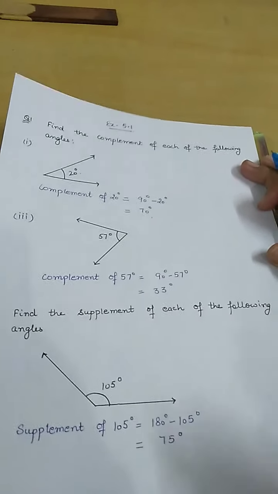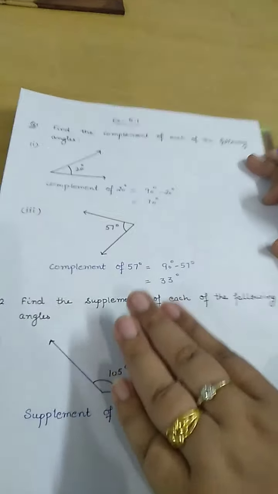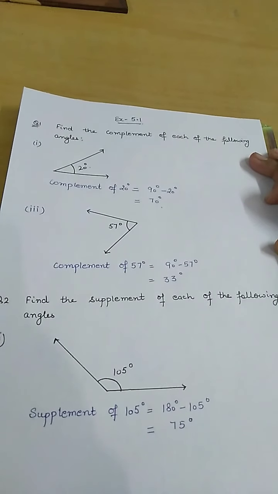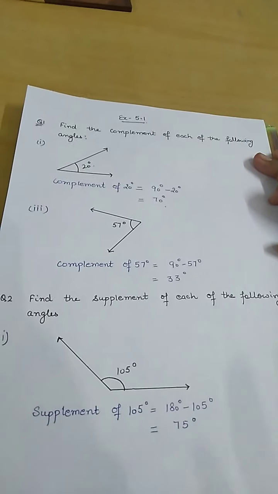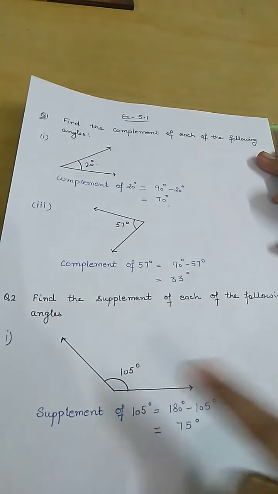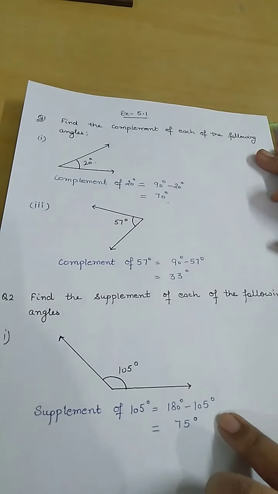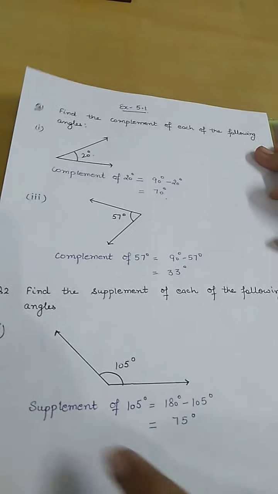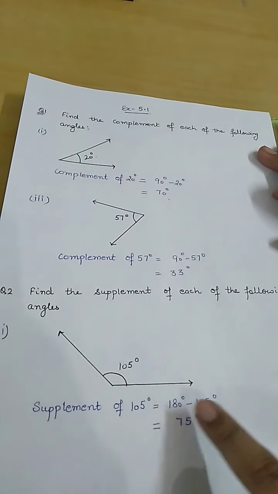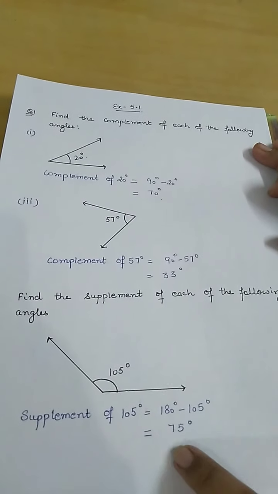Now the next question is similar to question number 1. Find the supplement. Now you know the property for supplementary angles. The supplementary angle property says the sum of the two angles is always 180 degrees. One angle I know, that is 105. The other will be 180 minus 105, which will give you 75. How will I write? Supplement of 105 is equal to 180 minus 105 degrees. The answer will be 75 degrees.